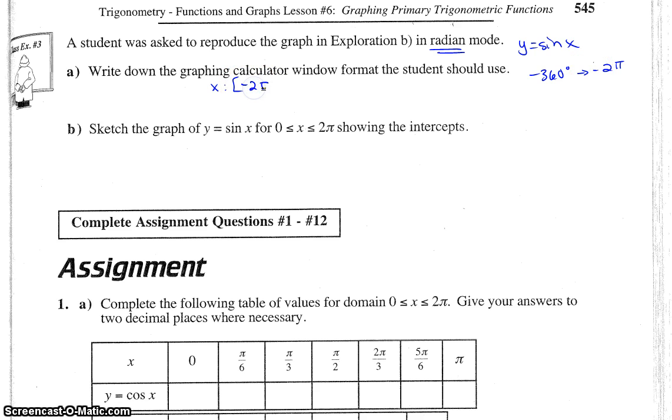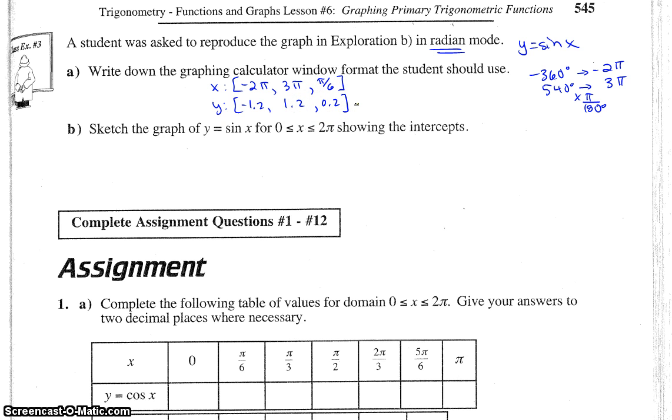So we'd be going from negative 2 pi, and 540 degrees is basically 3 pi. If you need to, you can multiply by pi over 180 to convert to radians. So we're going from negative 2 pi to 3 pi. For our tick marks, we could use what they had: 30 degrees is the same as pi over 6. And y, we'll keep as negative 1.2 to positive 1.2, scale 0.2.